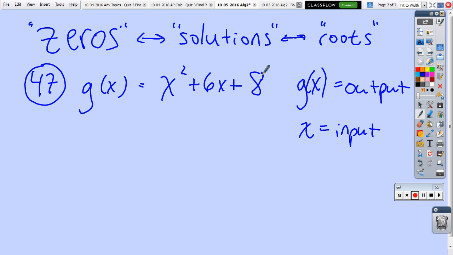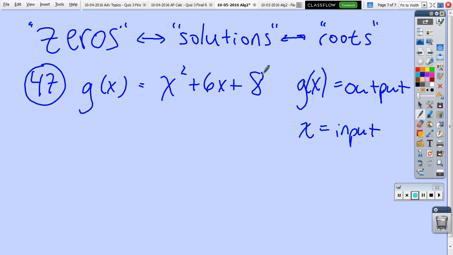All right, so the directions say to find the zeros of the function, find where the value of the function is 0. Would I plug in 0 for g of x or plug in 0 for x? G of x. That's right, because g of x is the value of the function. X is just the input.